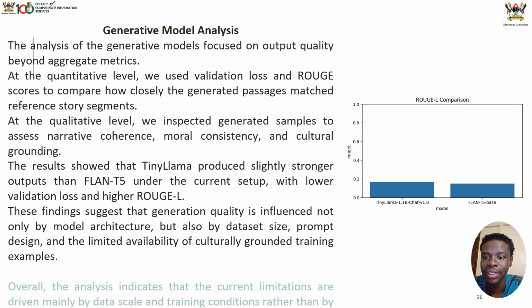The results show that Llama performed slightly better than FLAN-T5. It had lower validation loss and a higher ROUGE-L score. You can see this in the bar chart on the right. However, we must note that generation quality is influenced not only by the model architecture but also by dataset size, prompt design, and the limited number of culturally grounded training examples. Overall, the current limitations come mainly from data scale and training conditions, not from the models themselves.